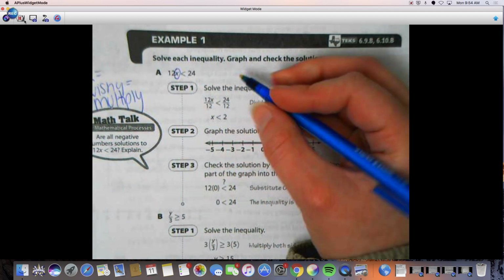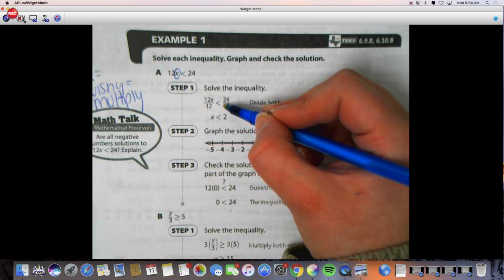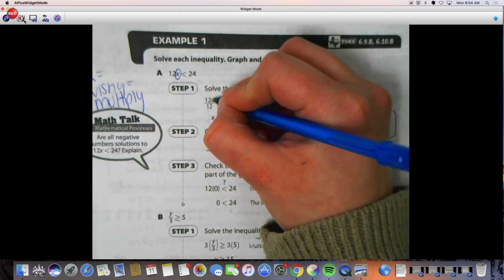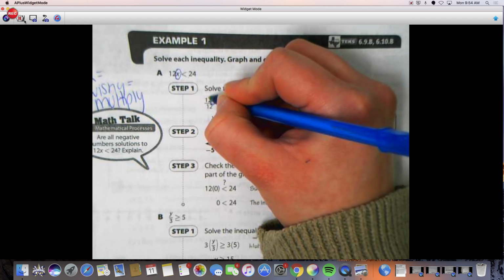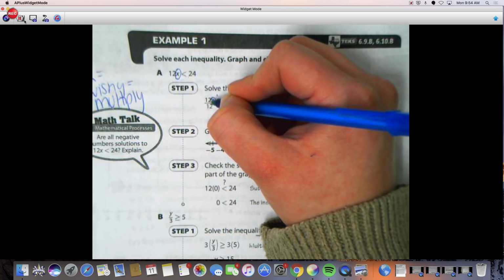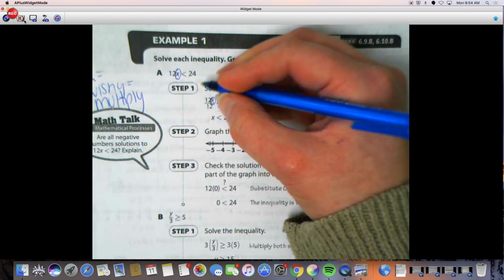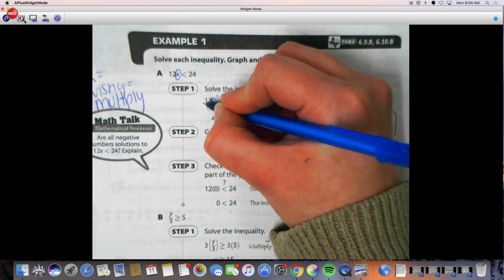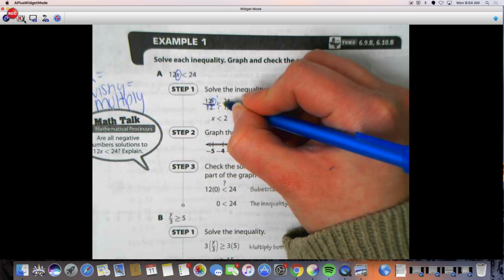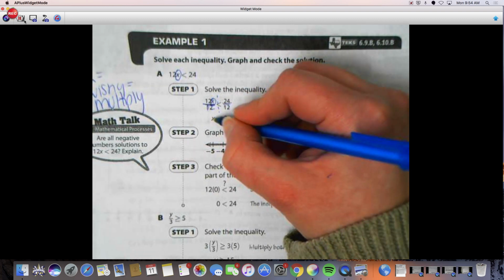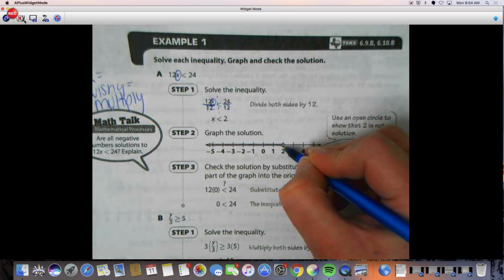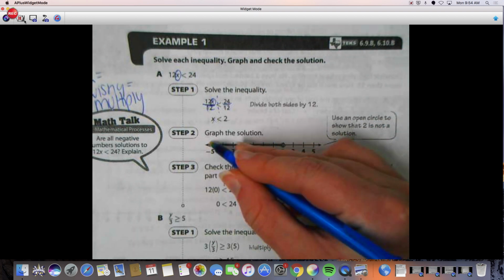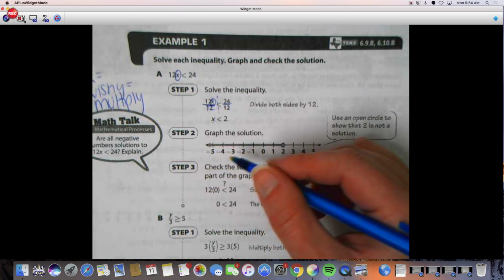So if we look over here, we have 12x is less than 24. Like we would do, we would circle our variable, build our wall, and then we would do the opposite to that 12. They're multiplying, so we have to divide to get rid of it. So we would divide by 12 to get x is less than 2. And then they graphed it with an open circle and the arrow pointing that way. The graphing is the exact same way.